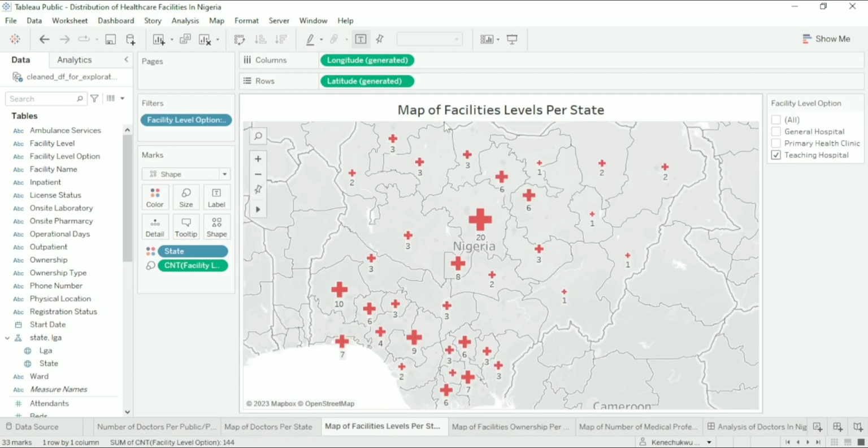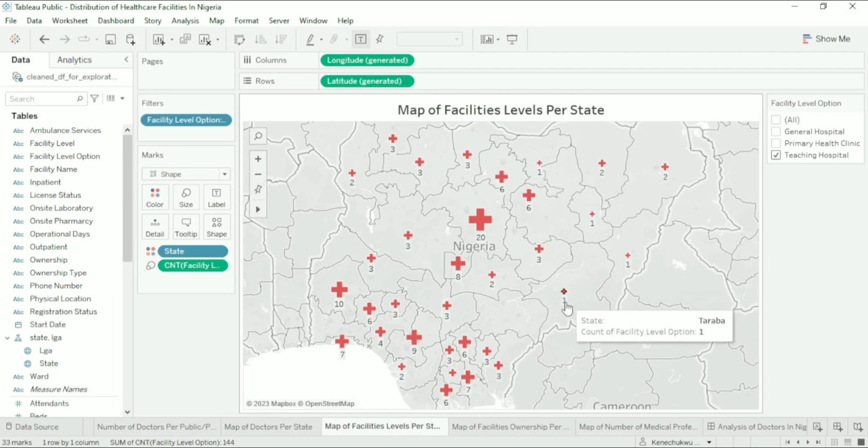And this map is just a map of facility level per state. What this means is how many teaching hospitals we have in a particular state, how many general hospitals, how many primary health clinics, like the basic clinic hospitals. So when it comes to teaching hospitals, we have 20 in Kaduna and we have 7 in Lagos. I don't know why this is not proportional, because there is more population in this place than in this place. The worst is 1 in Taraba, 1 in Adamawa, 1 in Gombe, and 1 in Jigawa.